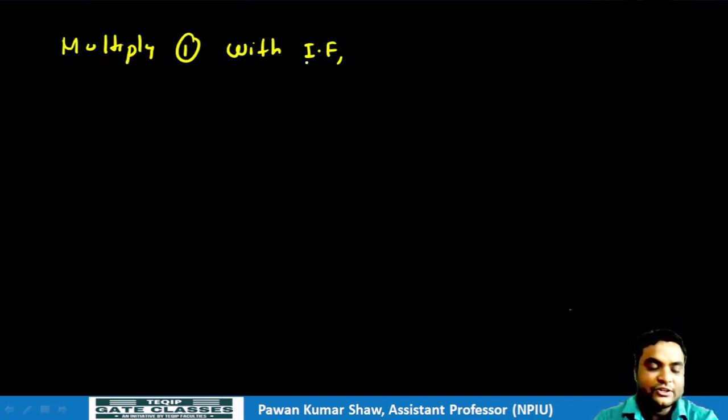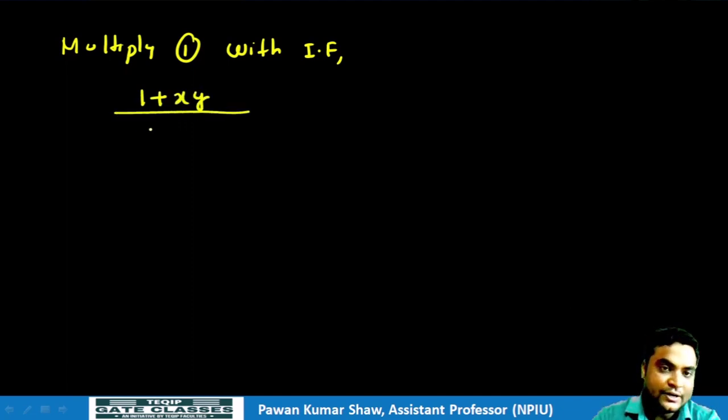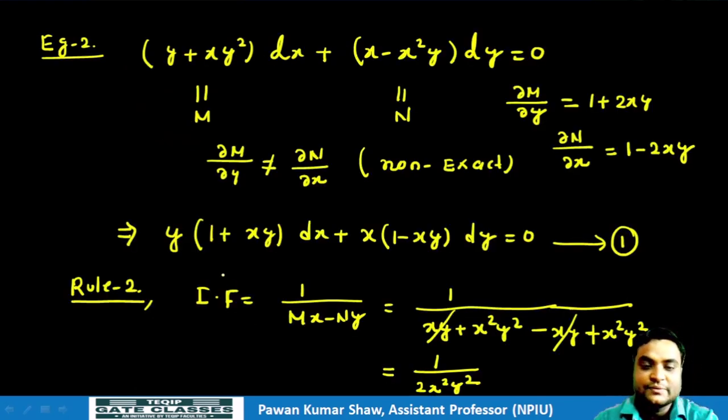So the integrating factor is our 1 by 2x square y square. Once you multiply equation number 1 with our 1 by 2x square into y square, we are getting 1 plus xy divided by 2x square y square. ये कैसे आ रहा है? यहाँ से हमने जस्ट यहाँ से डिवीजन किया है, डिवाइडेड द होल एक्सप्रेशन, डिवीजन बाय 2x स्क्वायर y स्क्वायर, और मल्टीप्लिकेशन विथ 1 by 2x स्क्वायर into y स्क्वायर.